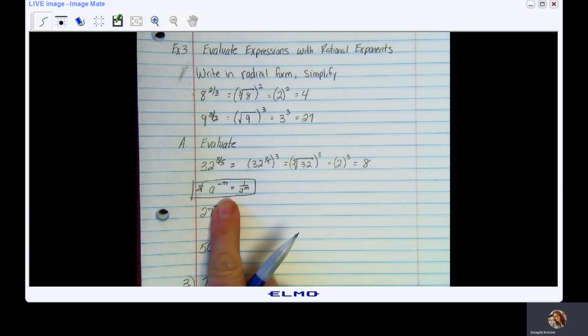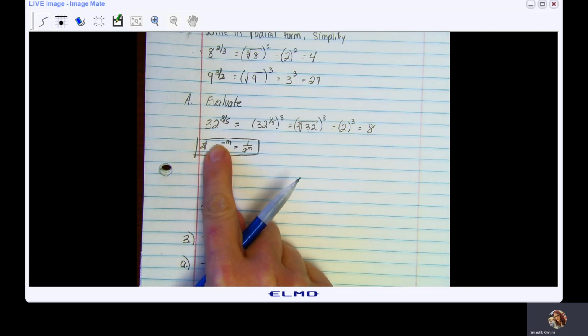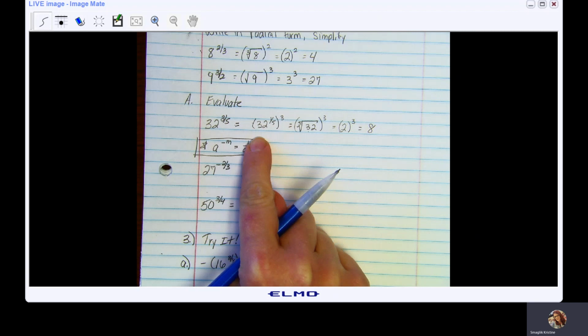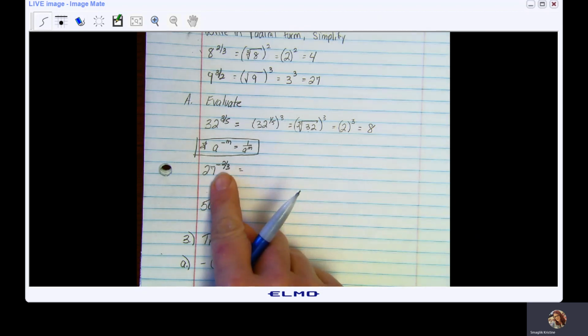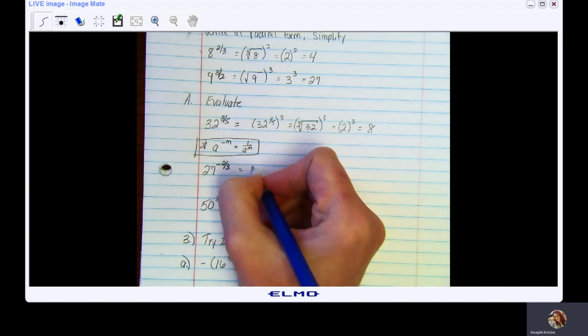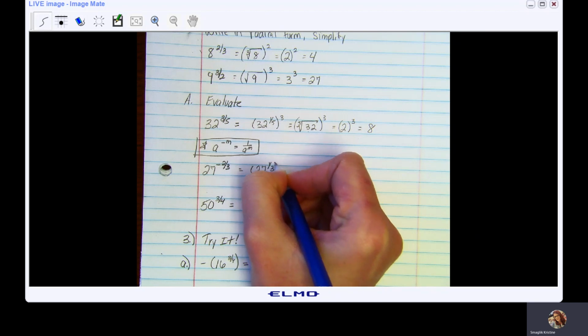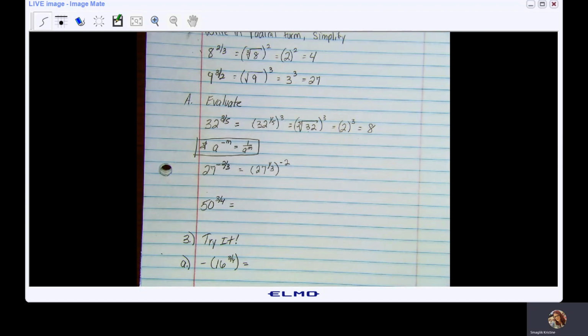Now remember, if you have a negative exponent, this goes back to properties of exponents. All you do is you switch, whatever is in your numerator goes in your denominator. If you had a negative exponent in the denominator, you would make it positive and move it to the numerator. So here we go, 27 raised to the negative 2/3. Well, again, if I break this up, I can have 27 raised to the 1/3 power raised to the negative 2nd power.